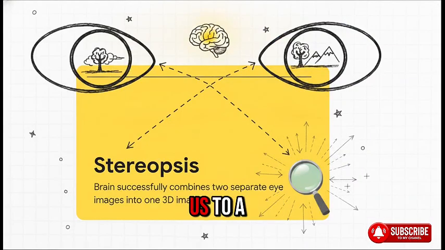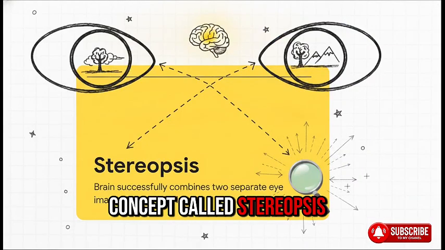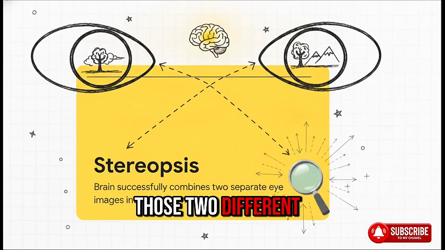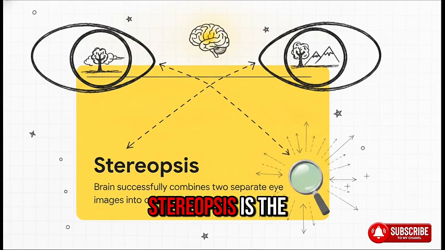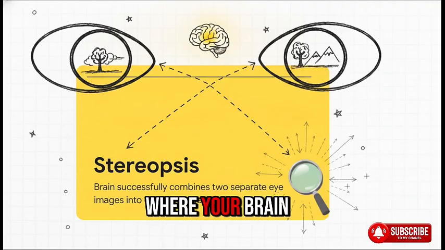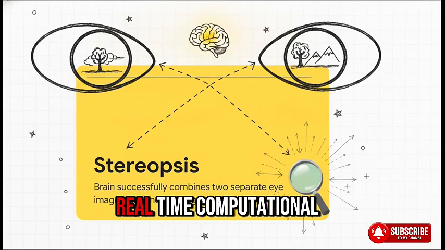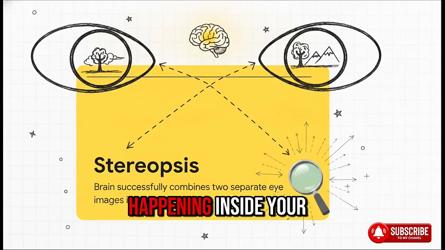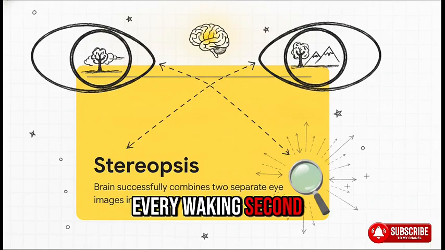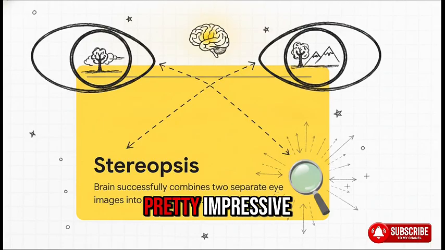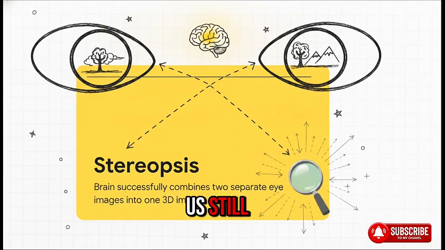Now, this brings us to a concept called stereopsis. Your eyes capture those two different angles, but you don't walk around seeing double, right? Stereopsis is the biological magic where your brain actively fuses those two separate images together to calculate distance. It's an absolute real-time computational marvel happening inside your head every waking second, which honestly is pretty impressive considering most of us still occasionally forget where we left our keys.